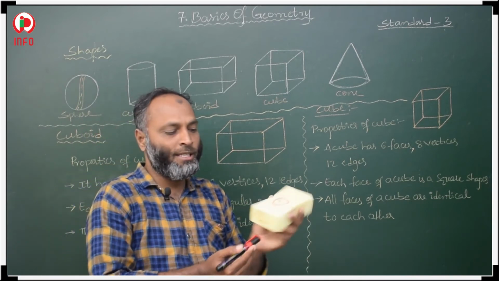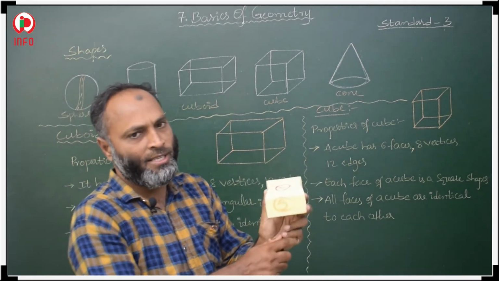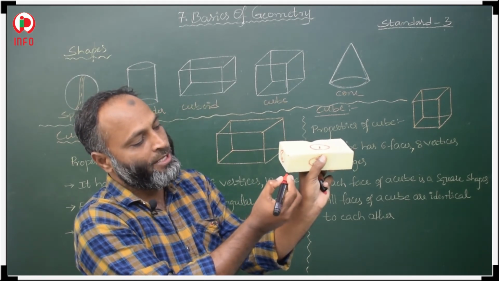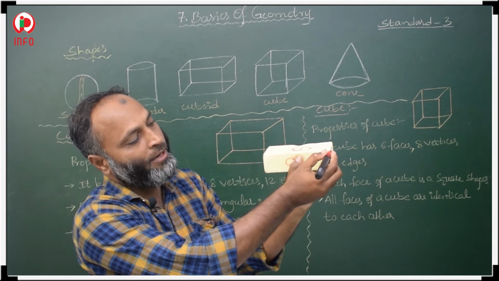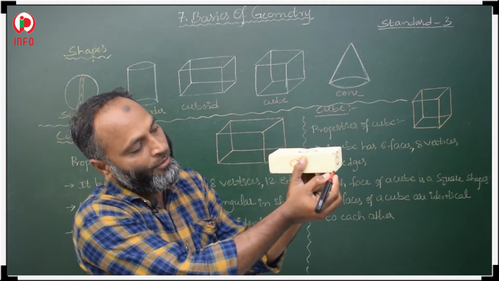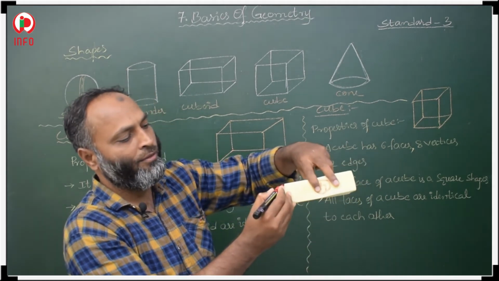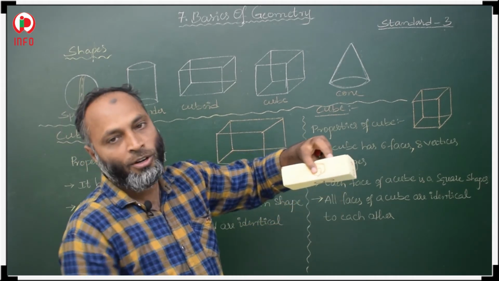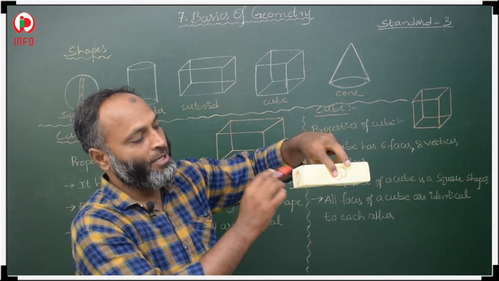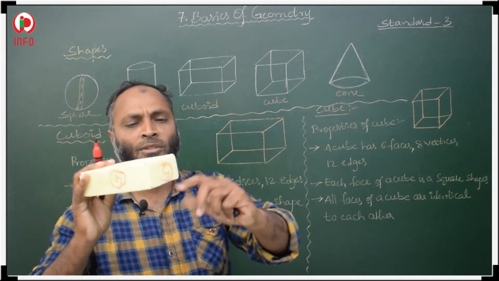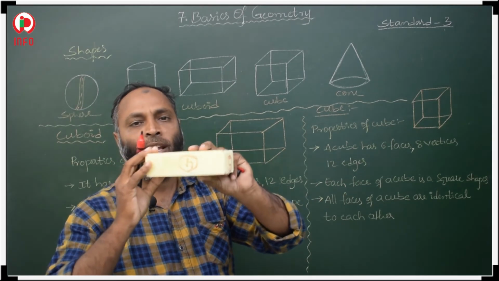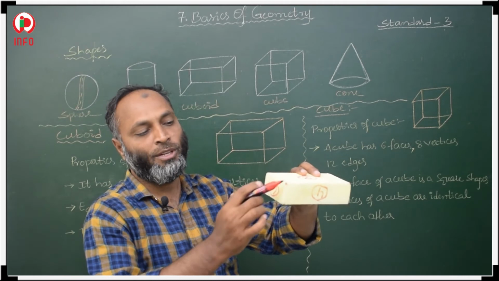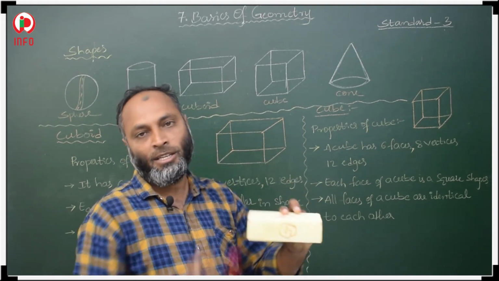How 8 vertices? See here, this corner is one vertex, here the second vertex, here the third vertex, here the fourth, and after that 5, 6, 7, 8. Total how many vertices? 1, 2, 3, 4 on this side and 1, 2, 3, 4 on this side. Total 8 vertices. So, 6 plane surfaces and 8 vertices.